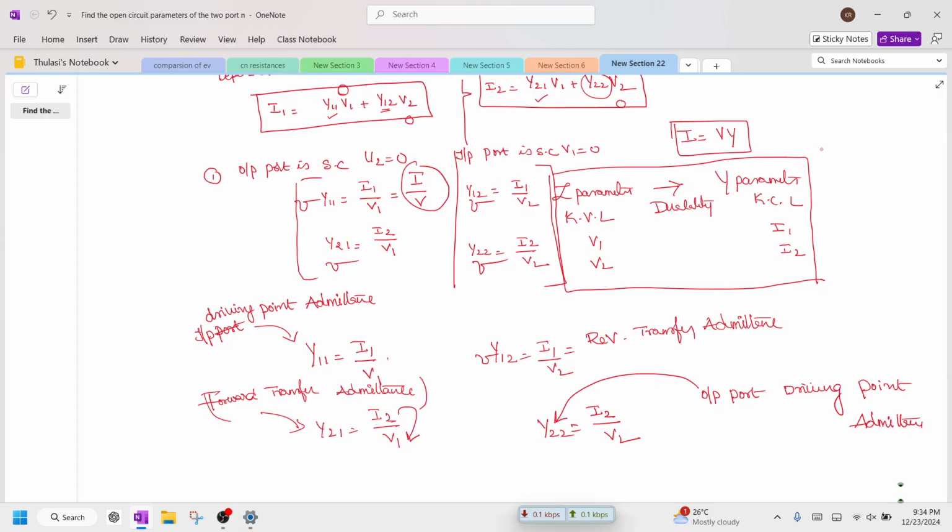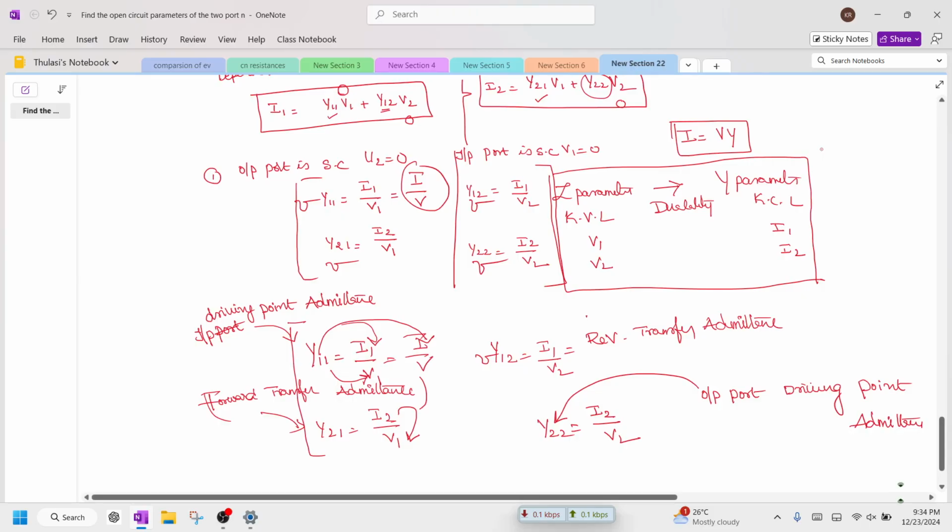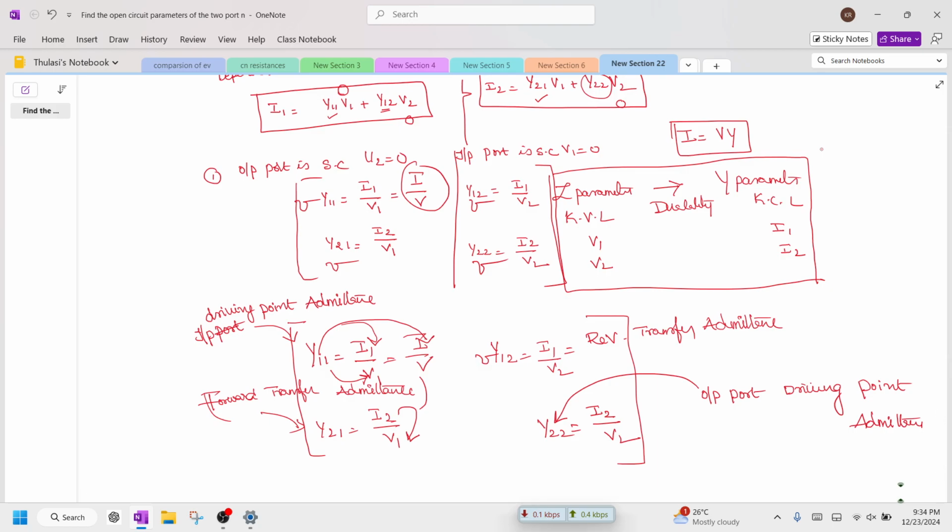So every parameter you can see current by voltage. So the first element will come to the numerator and the second element will come to the denominator. That's how to represent these elements in a matrix form. Okay. Now we need to write down the equivalent circuit for this network.